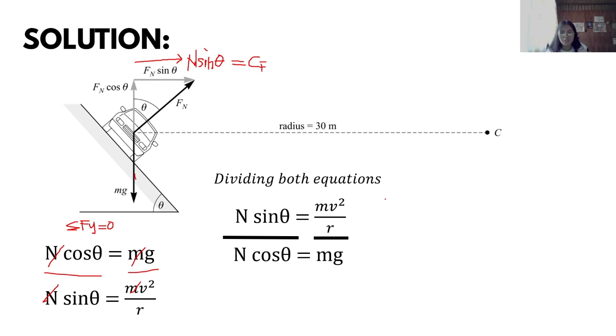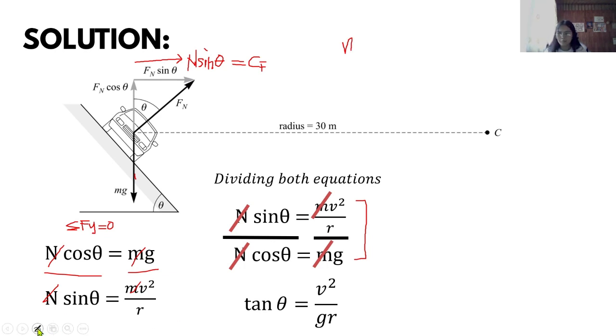So, ganito na lang tayo. Okay? N sine theta over N cosine theta. So, magka-cancel si N na normal force and mass. Okay? So, tangent theta matitira and then v squared over gr. Paano na naman nangyari yan? Okay? So, dito tayo. Analyze tayo dito, ha?